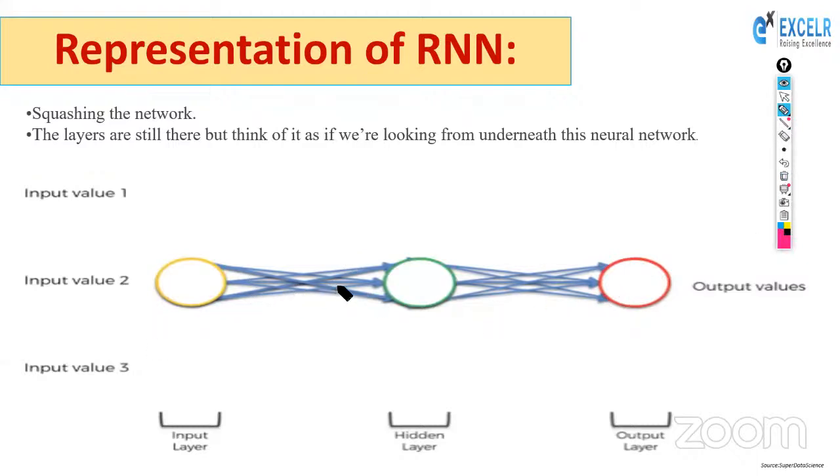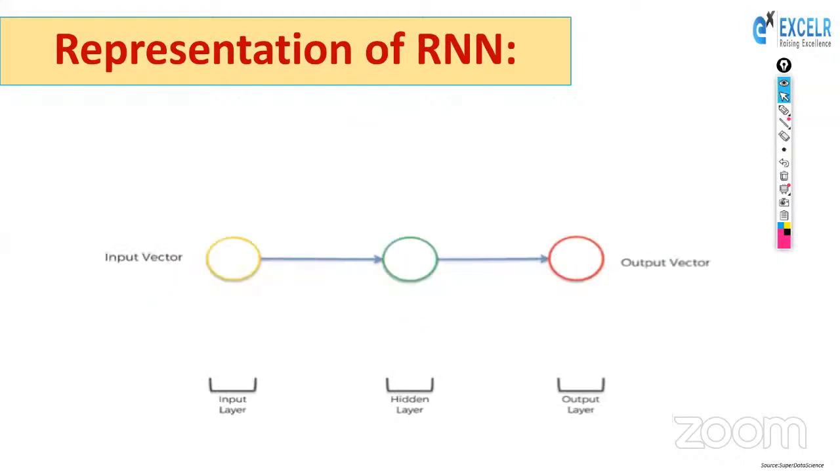Represent these particular connections as a single connection. So if you represent this mesh of connections as a single connection, the network will look like this one. Again, I'm repeating, this is not a single input node. This is not a single hidden layer node. This is not a single output node.